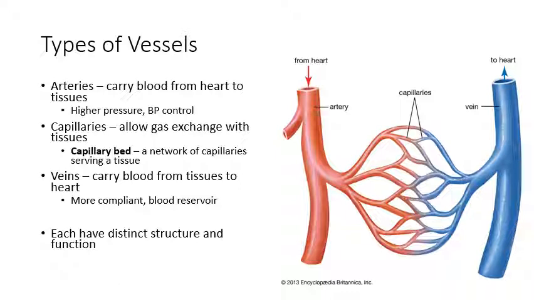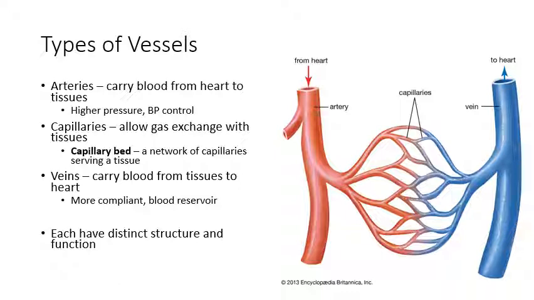Then between arteries and veins, we have the capillaries, which are the smallest blood vessels, and their function is to allow gas exchange with the tissues. So oxygen is going to diffuse out of capillaries into the tissues, and carbon dioxide is going to diffuse from the tissues into the capillaries, if we're talking about capillaries in the systemic circuit. In the pulmonary circuit, it goes the opposite way. We never will have just one capillary by itself.